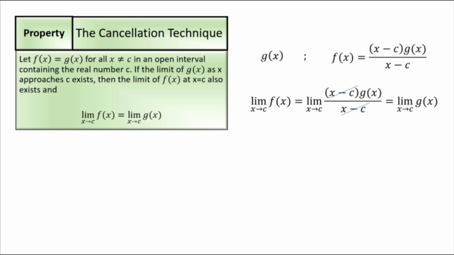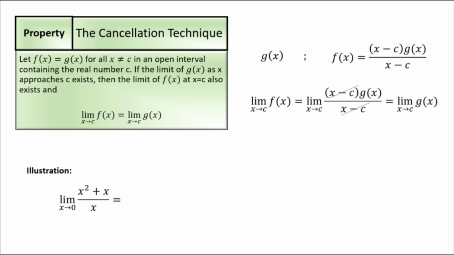For an illustration, let us consider the function f of x defined as x squared plus x all over x and take its limit at x equals 0. Obviously, direct substitution will not work because it will result in 0 over 0.